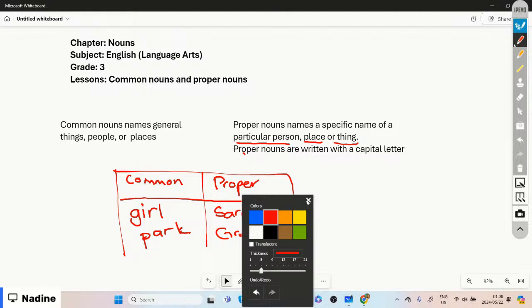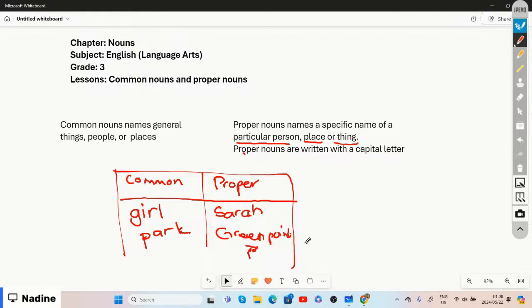All right. So Greenpoint Park. Then another common noun is maybe boy. But then with the proper noun, you give the name of the boy. Let's maybe say Derek. I'm not sure if Derek's name is correct, right?